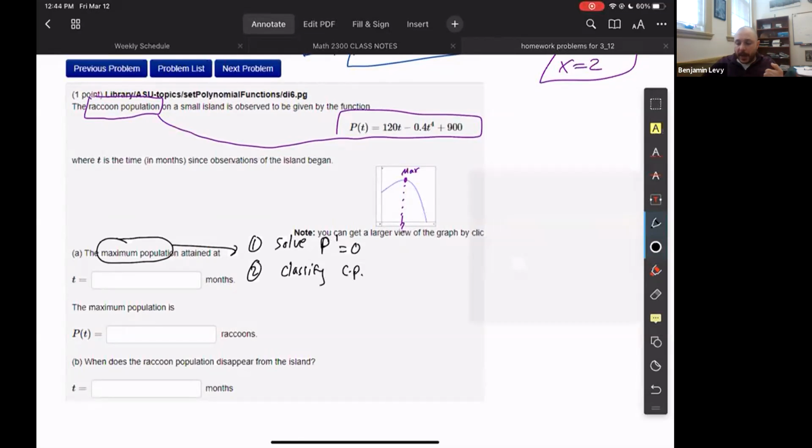Once you find the max, the second part is saying, what is the maximum population? So you find where it happens, and then you plug that number into the function, right? So the second part here would be plug in the max from the first part into the function p.